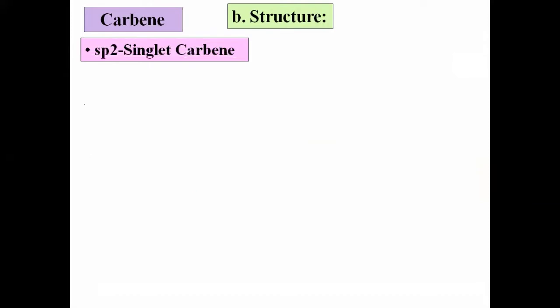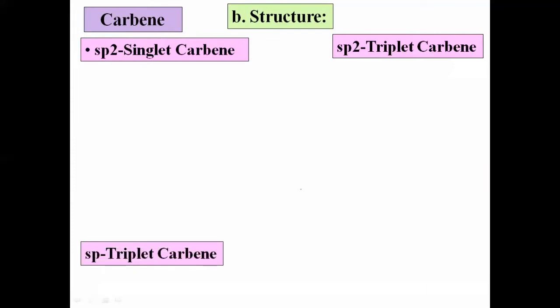One is the sp2 singlet carbene. This is the first form. Then the second one is the sp2 triplet carbene, and the third one is the sp triplet carbene. These are the three forms of carbene. We will see all three forms of carbene in brief. First, the sp2 singlet carbene.